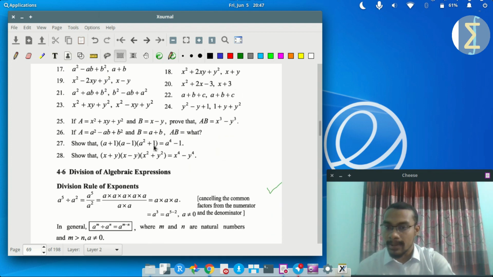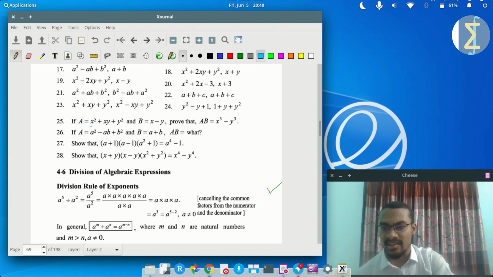Let's discuss this. It says that a equals x square plus xy plus y square and b equals x minus y. Prove that ab equals x cube minus y cube. So let's multiply them. Without writing that up, let's directly multiply them.